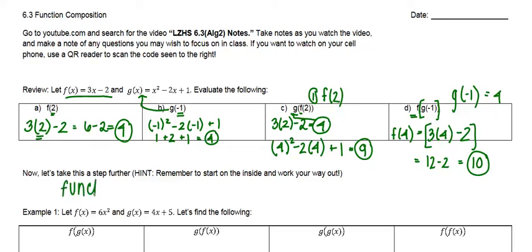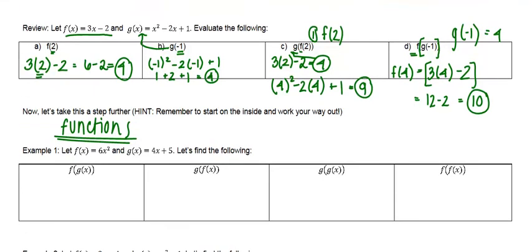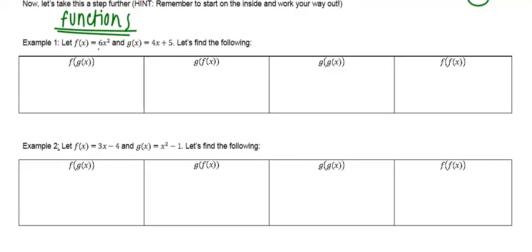Okay, now we want to take this a step further, and one thing that we can keep in mind is that we can do this with functions as well as integers, just like we've been doing up until this point. So for example 1, we are going to say let f of x equals 6x and g of x equals 4x plus 5. So those are my first two functions that I'm using.